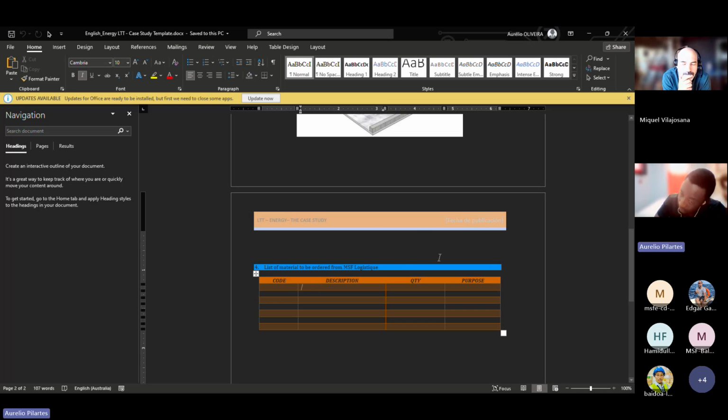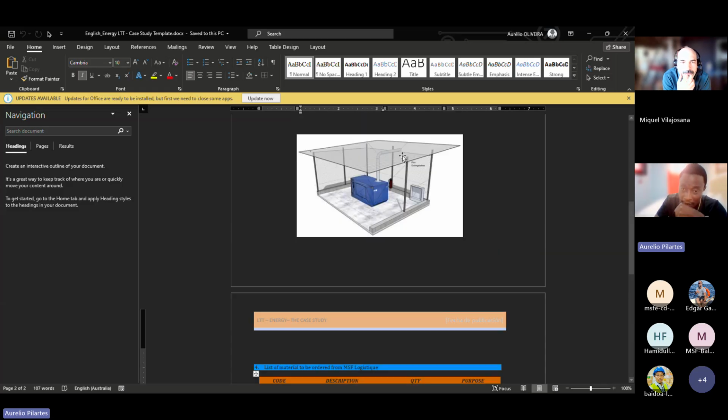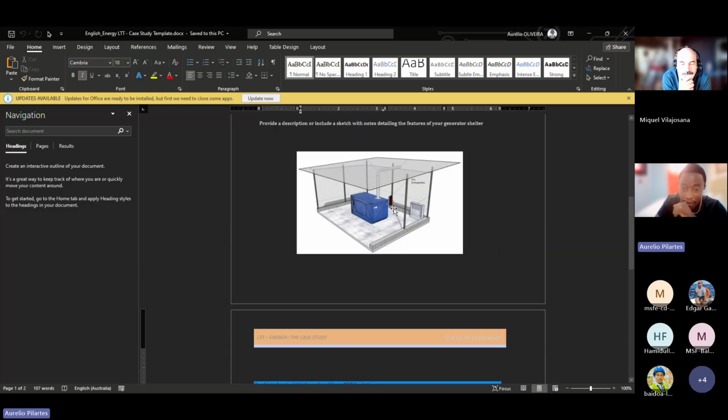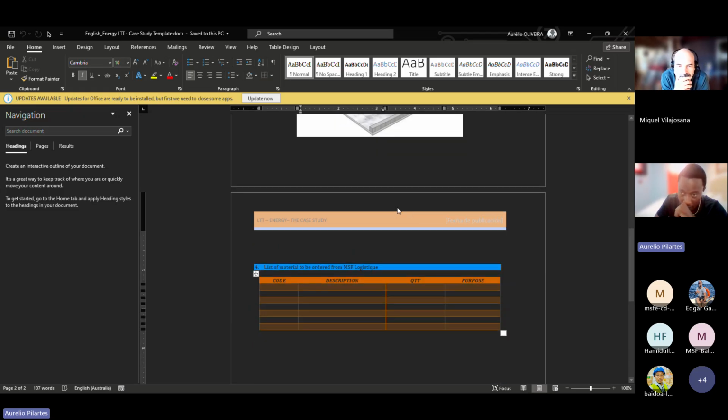And all these items you can find in Unicat. They are all listed in Unicat. So if you have the generator, that means you will need a distribution board, a board near your generator. So it's always a good idea to have it in your board.